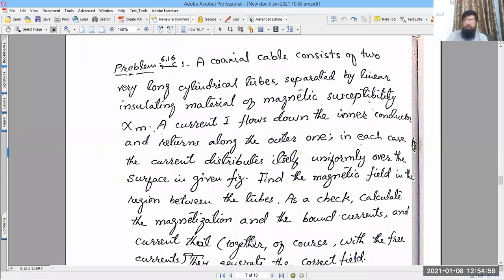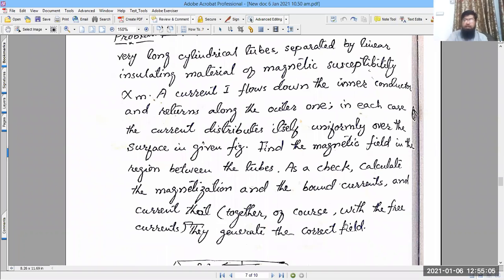As a check, calculate the magnetization and the bound current, and the current together. Of course, with the free current density, they are generated by the correct field.